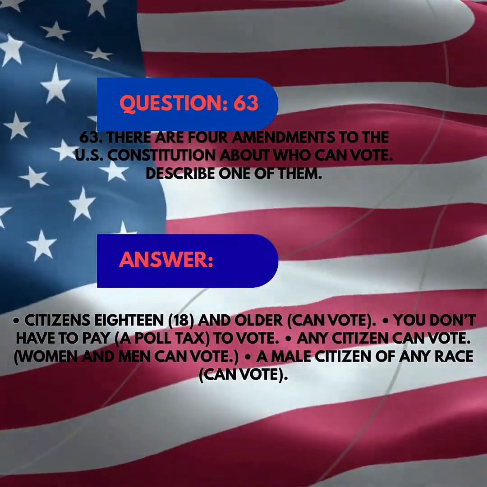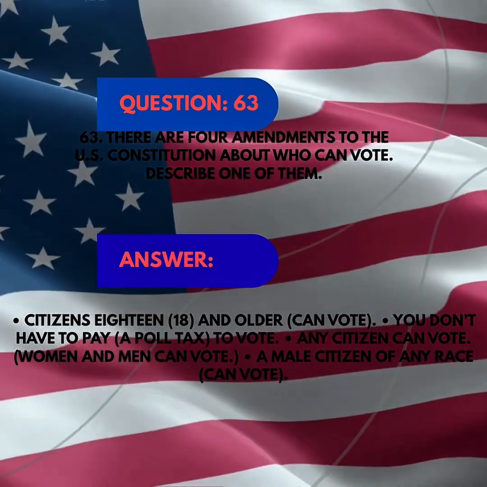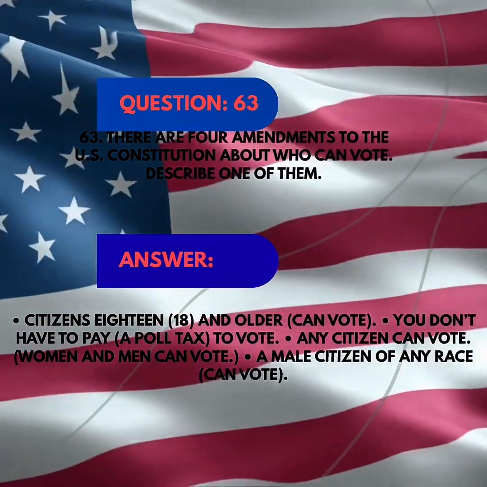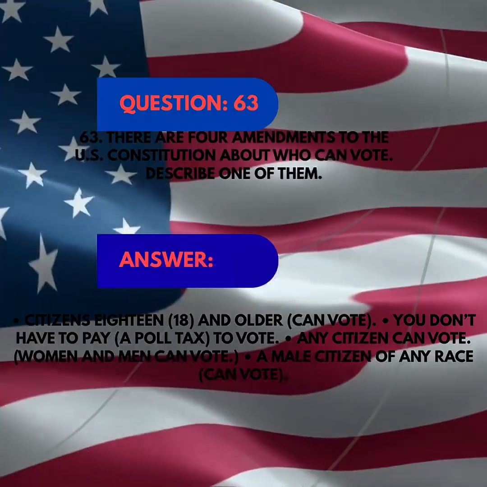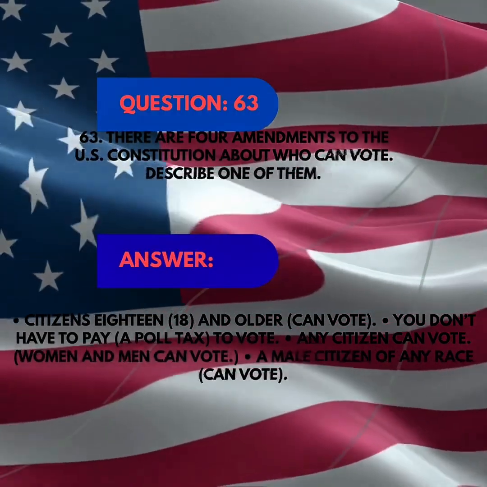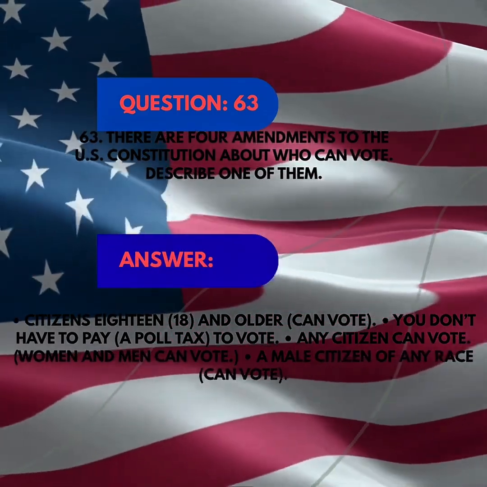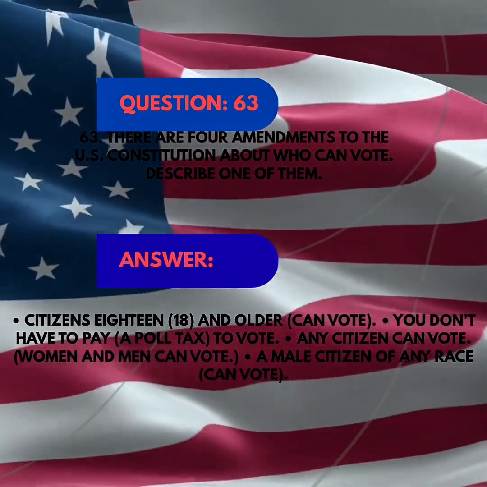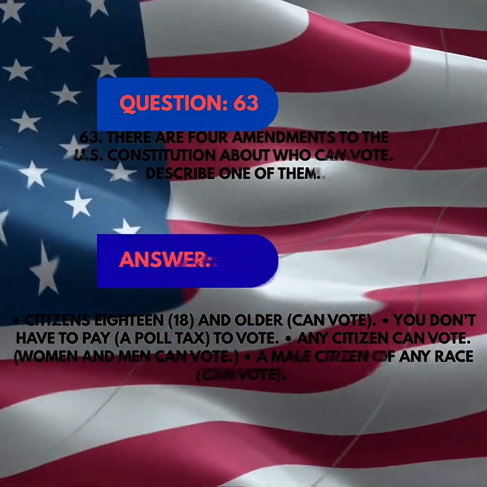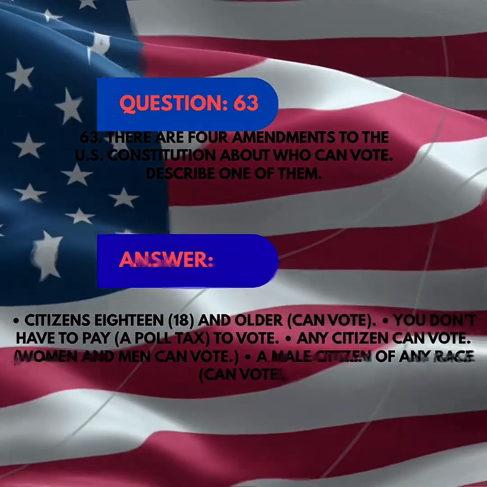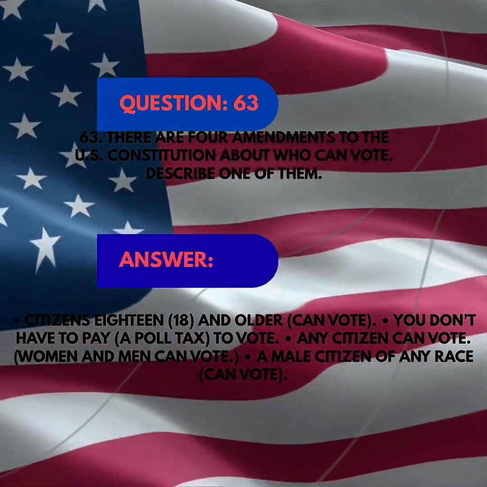Question 63. There are 4 amendments to the U.S. Constitution about who can vote. Describe one of them. Answer. One amendment says citizens 18 and older can vote. Another says you don't have to pay a poll tax to vote. Another says any citizen can vote, including women and men. Another says a male citizen of any race can vote.